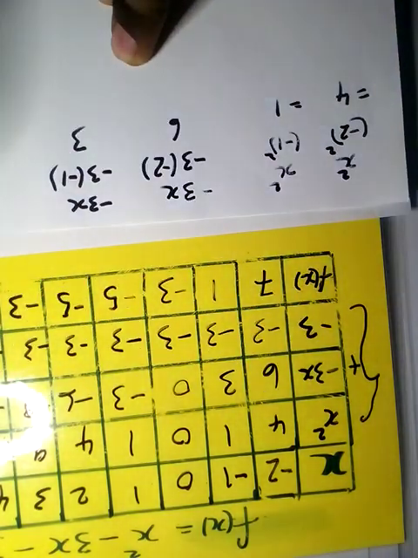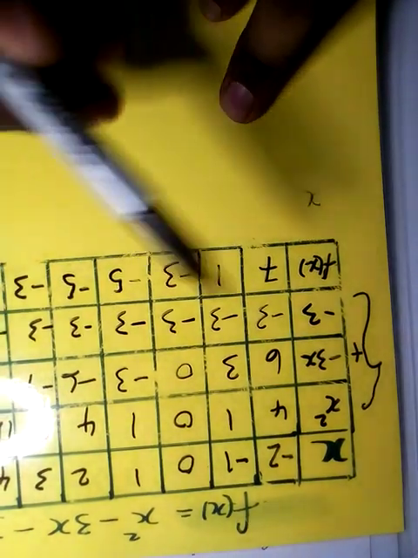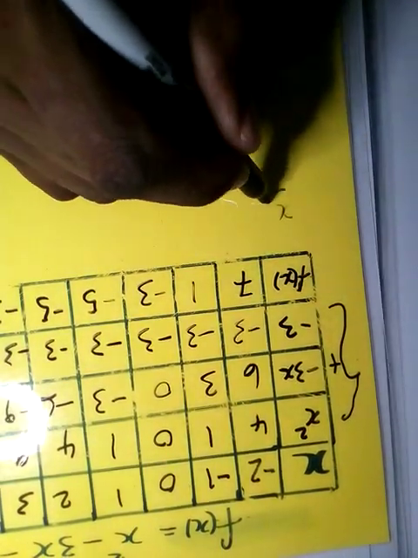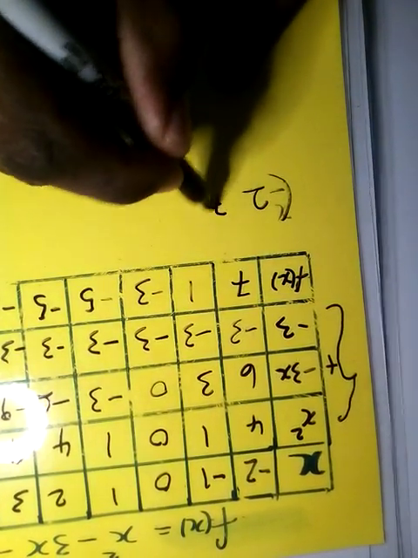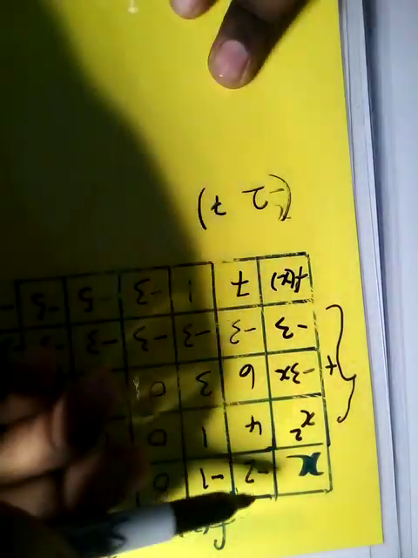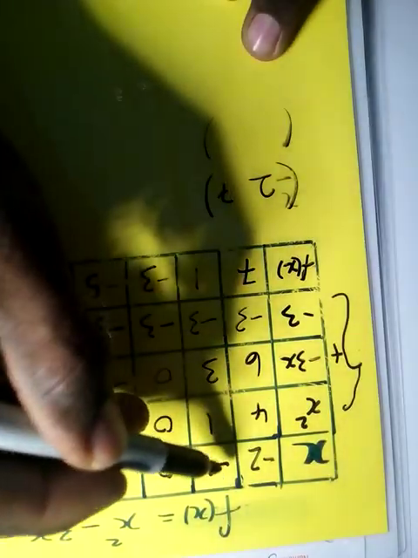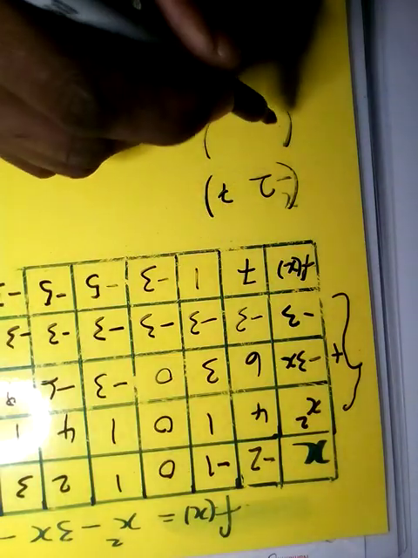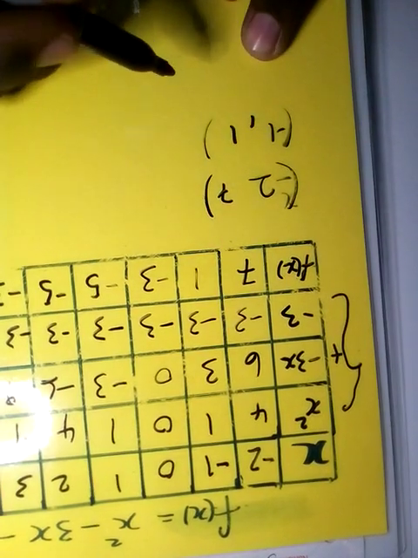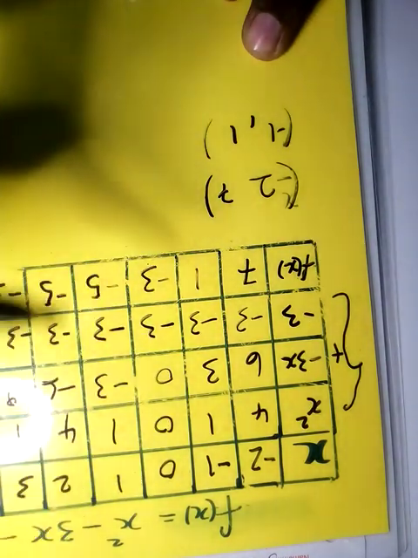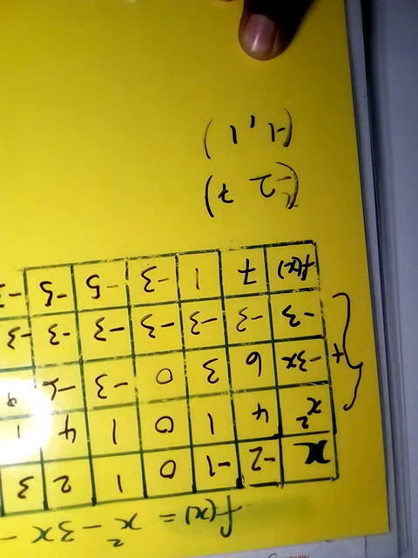And we have completed our table values. We have the coordinates. So the first coordinate here would be minus 2, 7, because we need x and y to graph. The next coordinates would be minus 1, 1. So we pick up the x value and the f of x, which is the y value, so we can plot our graph.